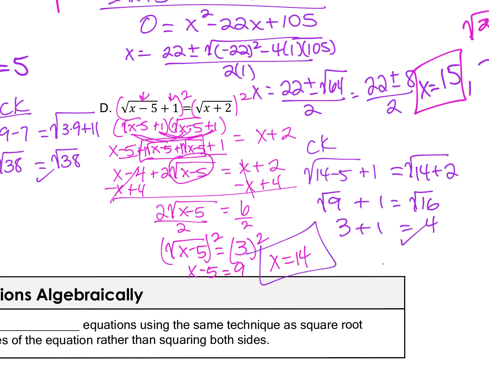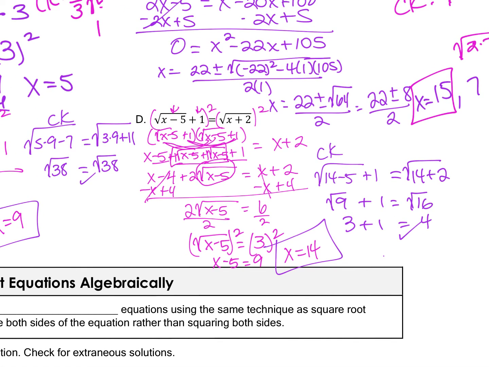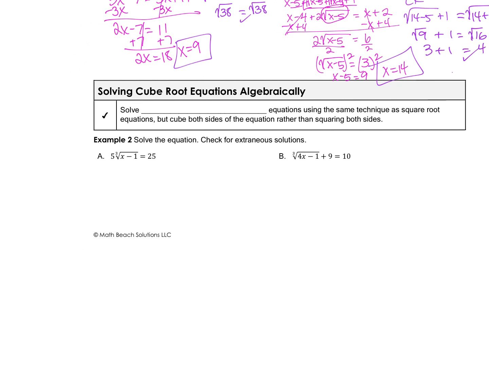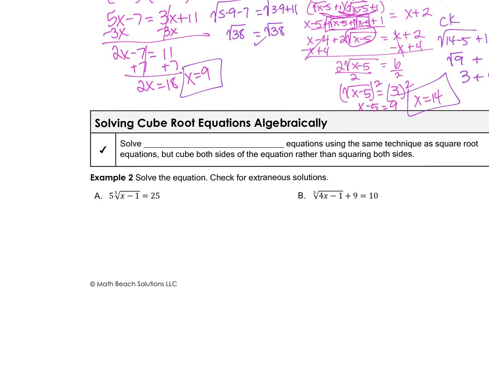So that is solving a radical equation or a square root equation. Make sure you're always checking for extraneous solutions. Again, I don't care if you use a calculator to check. Okay, so next part. Now we're going to be looking at another type of radical, but this time it's going to be a cube root equation.